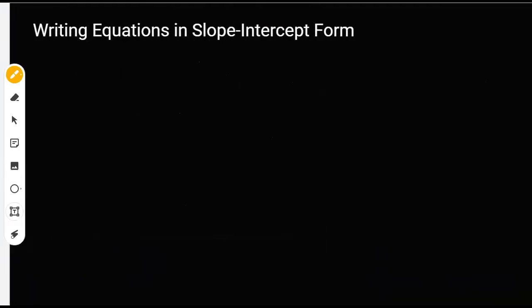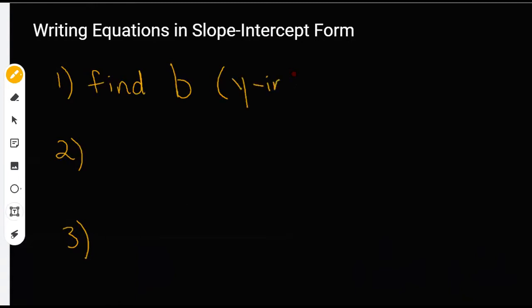Okay, so we're going to solve every question today in a three-step process. The first step is to find b. We're going to find b first. And as you know, b is the y-intercept. We're going to look and see where the line crosses the y-axis. Usually that's going to be a whole number, no fractions, so that won't be a problem for you.